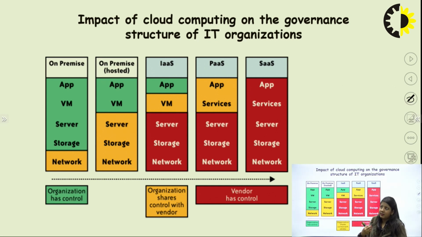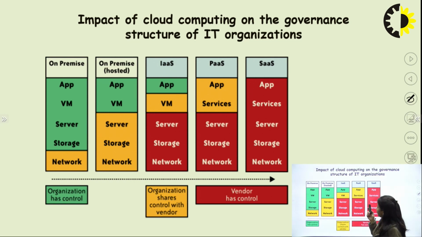It means the network is managed by the third party. Storage means the data center is not set up in my organization. The data center is located in another location, and it is managed by the vendor or service provider. And servers are also deployed at a location outside my organization. Only this part, the virtual machines and applications, can be deployed by the organization itself. Only this part will be controlled by the organization.